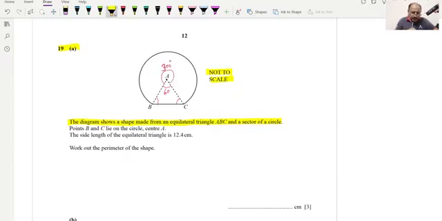Next they are saying points B and C lie on the circle with center A. The side length of the equilateral triangle is 12.4, so this is 12.4 centimeters. This is also information provided. And what we have to do is work out the perimeter of the shape. So we will apply the perimeter formula, and the formula is L equal to theta over 360 into 2 pi r. This is basically the formula for the arc of this sector.